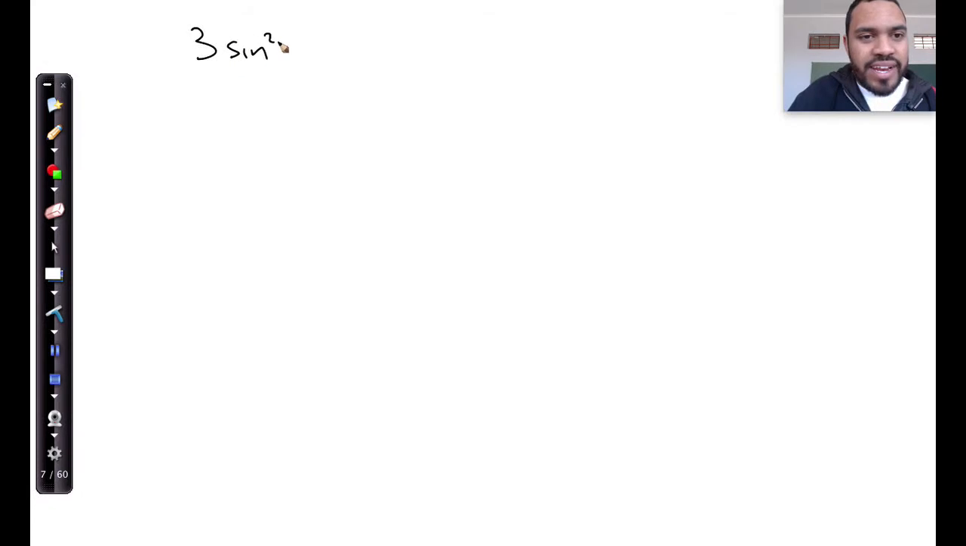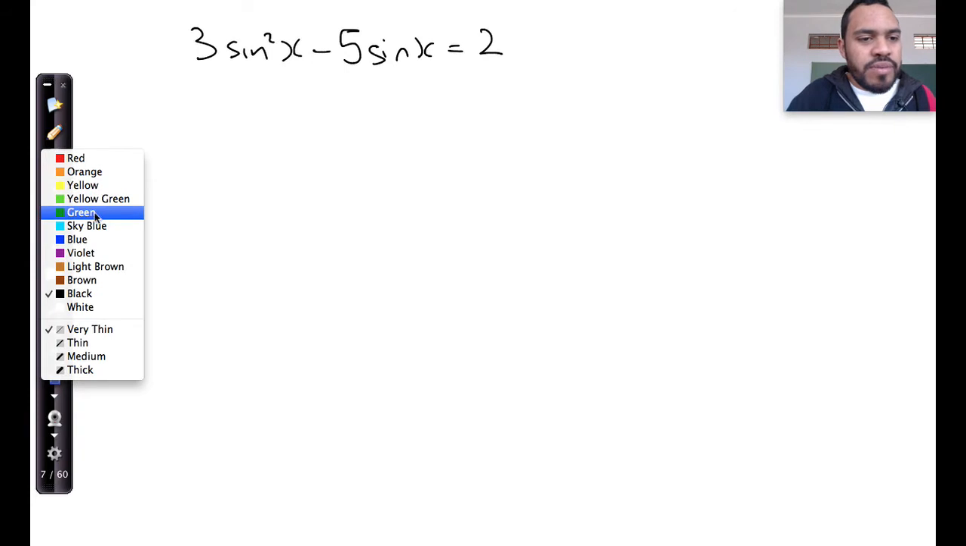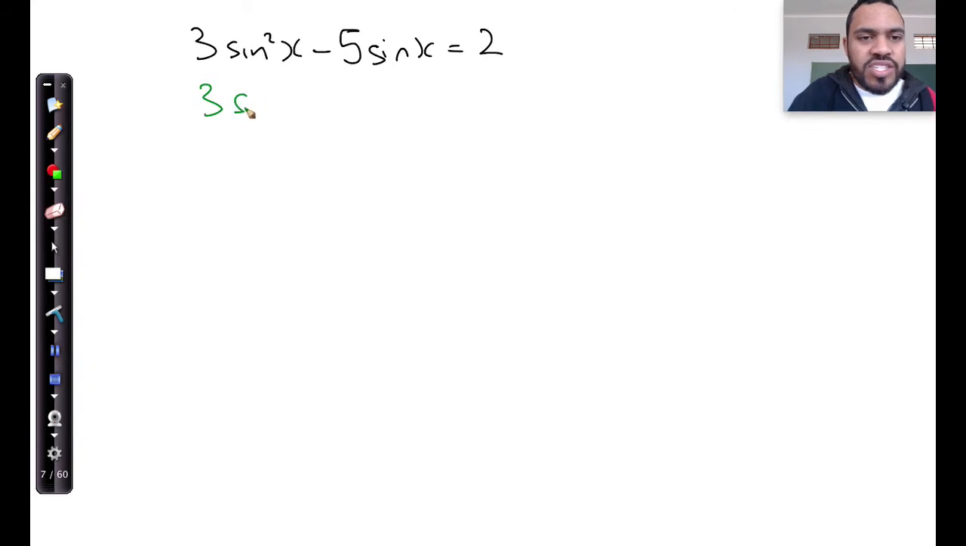sine squared x. Now, here we start saying sine squared. Oh my word, what do we do? Well, minus 5 sine of x is equal to 2, right? Now, let's put this into another form that makes it a little bit more familiar. 3 sine squared x minus 5 sine of x minus 2 is equal to 0.